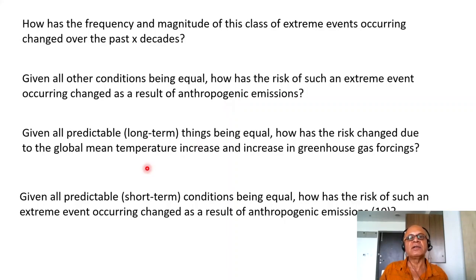Other ways is to make decade-long simulations and look at it this way, the question being, given all predictable long-term things being equal, so you look at decadal timescales, how has the risk changed due to the global mean temperature increase and increase in greenhouse gas forcing? This tends to be somewhat more robust in the sense that the year-to-year variability can confound El Nino and internal variability, seasonal variability.